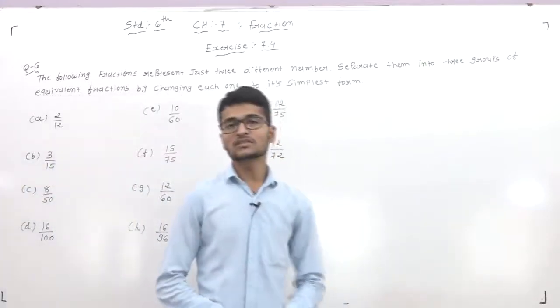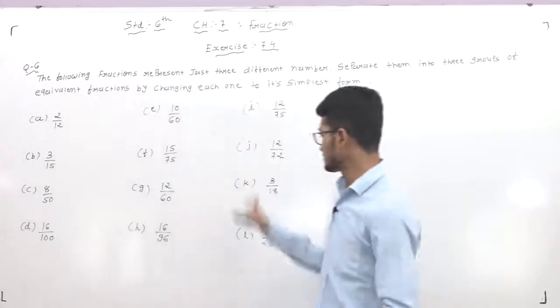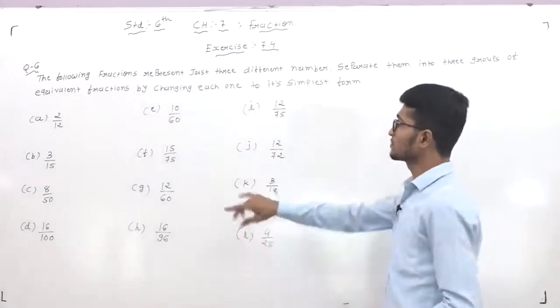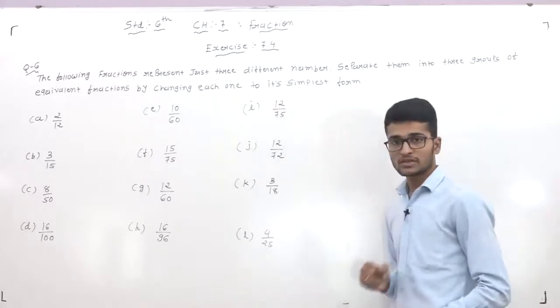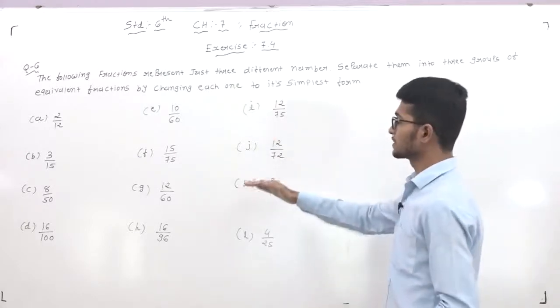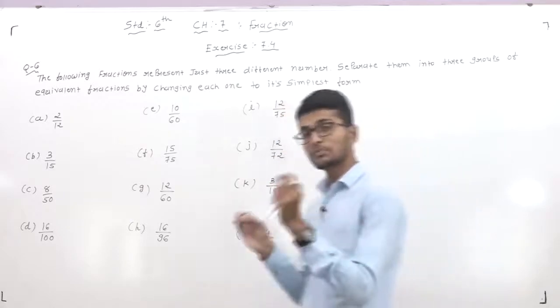So dear students, in this question first of all some fractions are given, and we first convert these fractions to the simplest form. Simplest form means maximum cutting. So let's start by converting the given fractions into the simplest form.